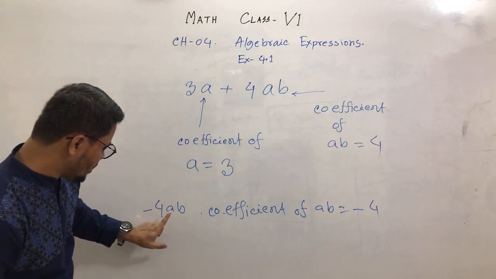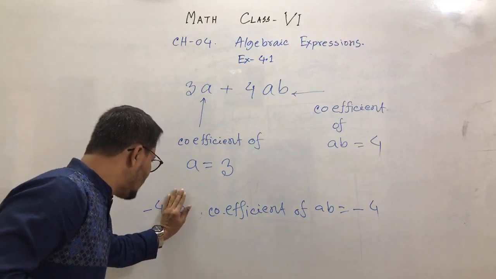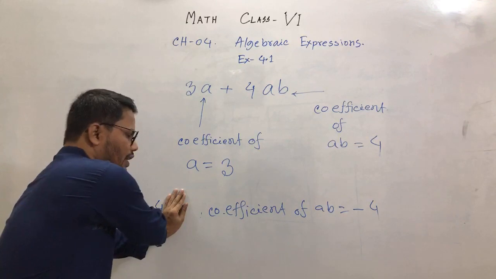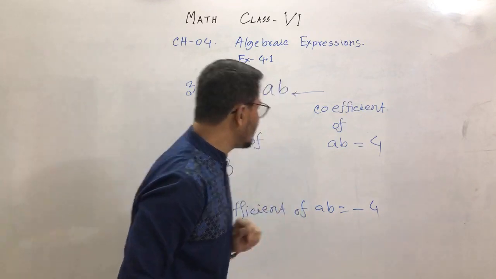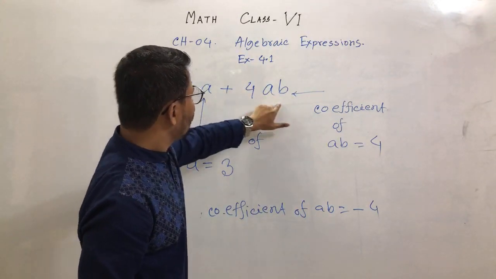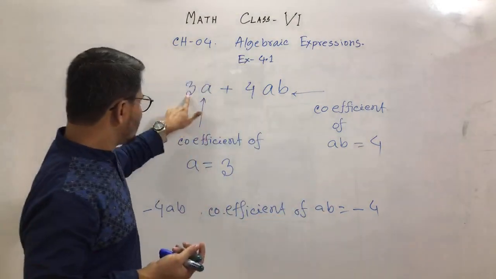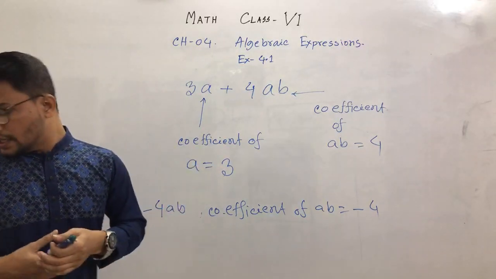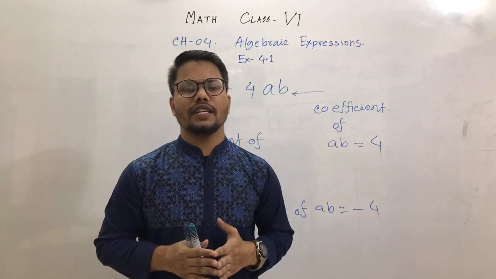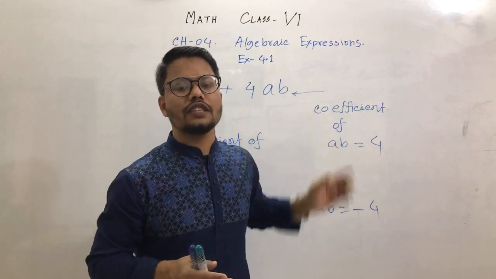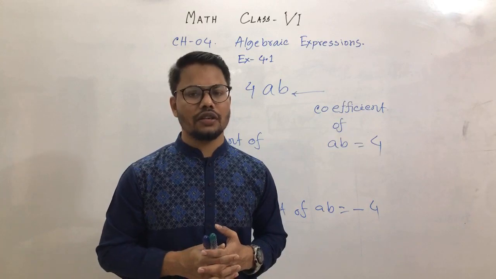So, dear students, like this, if I ask you the coefficient of AB, just skip AB, hide AB, and see which part is remaining here. Minus 4 times, so minus 4 is the coefficient of AB. But here, this is plus, the coefficient of AB equals 4. This 4 indicates an invisible plus. Here the coefficient of A equals 3. So I think now the coefficient concept is okay to you or not. Please, my dear students, let me know in the comment section. Is it okay or not?